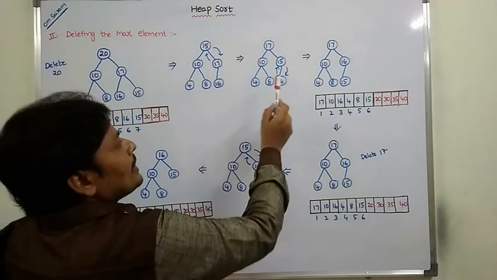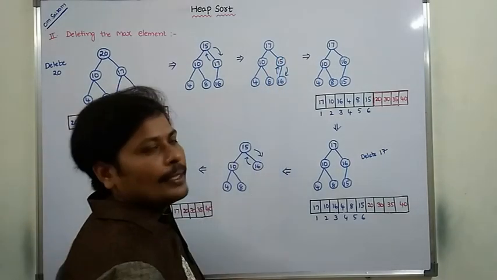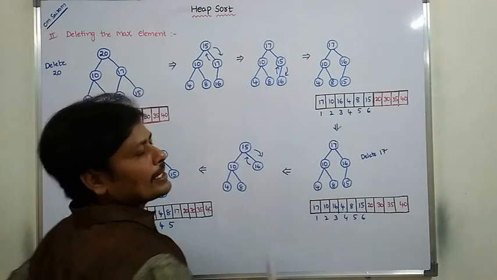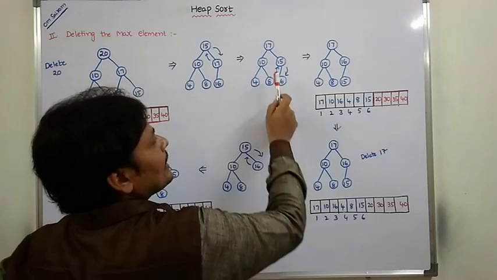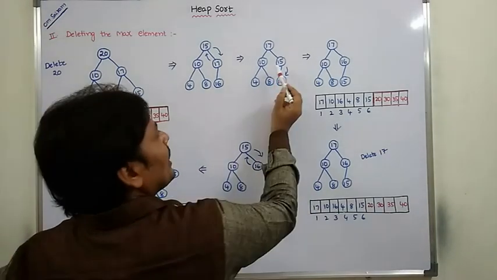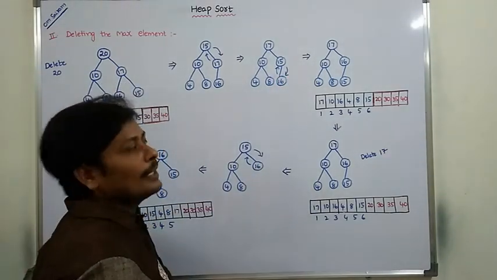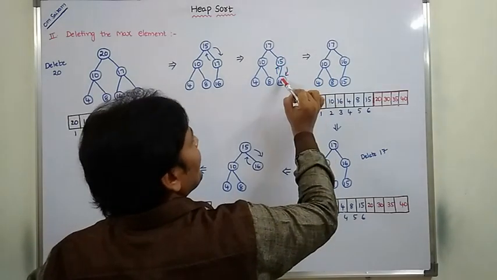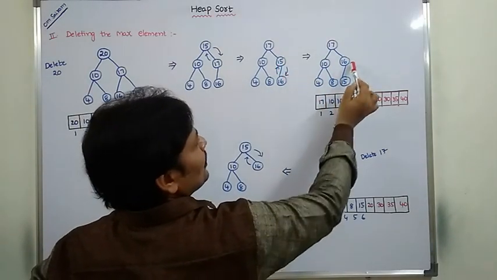Now 16 has the parent 15. So 15 is greater than 16? False. It does not satisfy the maximum heap property. Then swapping can be done. So after swapping, 16 goes to this place and 15 goes to this place.